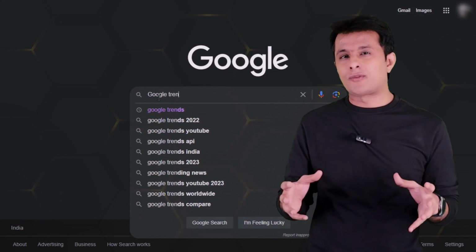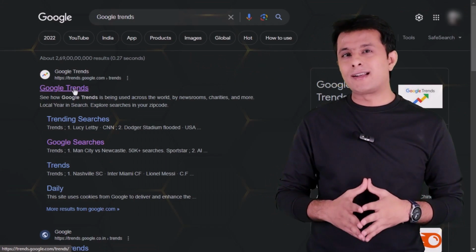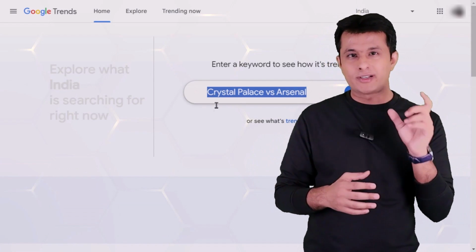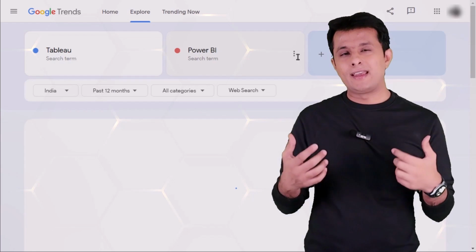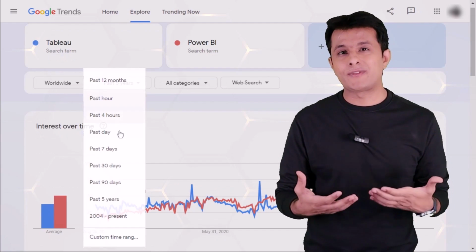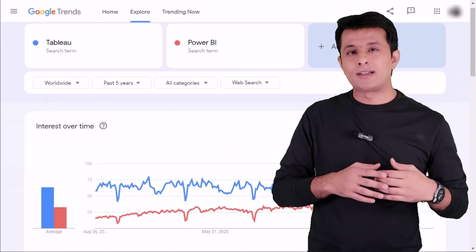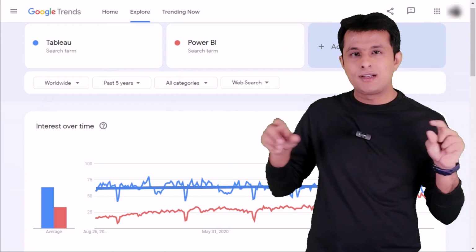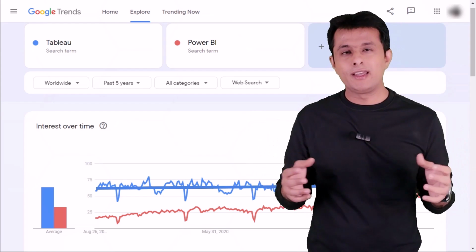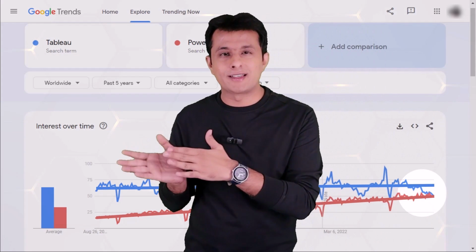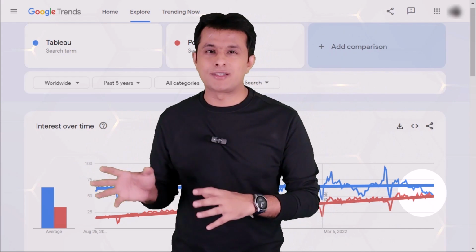The first is Google Trends. If you are confused about which software is in demand right now, Google Trends is something which you can pick up. So I went to googletrends.com. I searched for Tableau versus Power BI, worldwide for the last 5 years. If you see this graph, in the last 5 years Tableau is almost constant because it has captured a huge market already. Now there are many companies who are taking up Power BI and it's almost touching the line. If you see that line over there, it's almost touching the line.